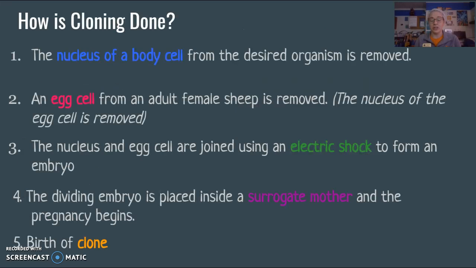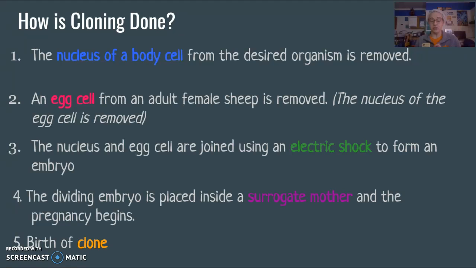Okay? You do have to understand the process of how cloning is accomplished. So it's a 5-step process. In your notes there it's 1, 2, 3, 4, 5, and then there's a diagram underneath. We'll look at the diagram on the next slide.